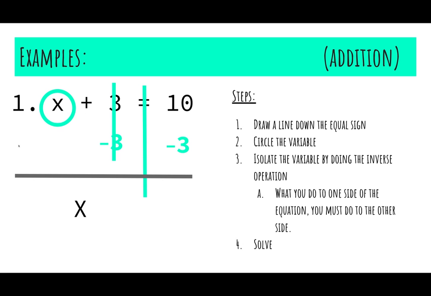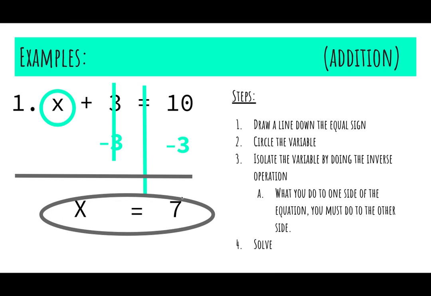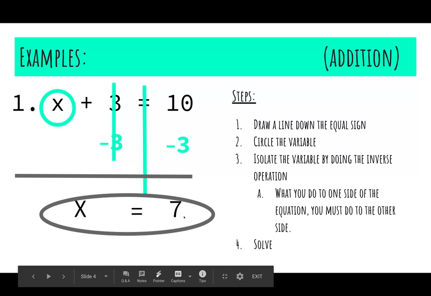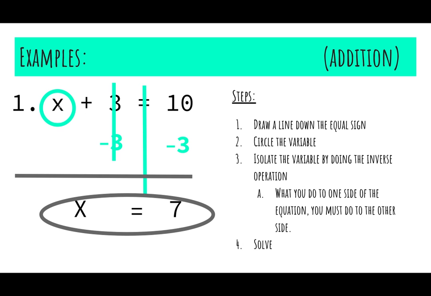So you get x on the left-hand side of the equation. You want to bring down your equal sign. And then from there, you want to do the math on the right-hand side of the equation. So 10 take away 3 is 7. Then you get your final answer of x equals 7. The nice thing is that you can always plug that back into the original equation. So if I plugged it back into here, 7 plus 3 does equal 10. So we know that we did it correctly.